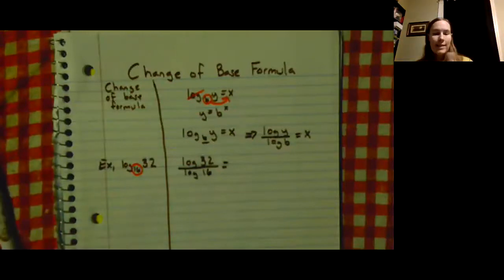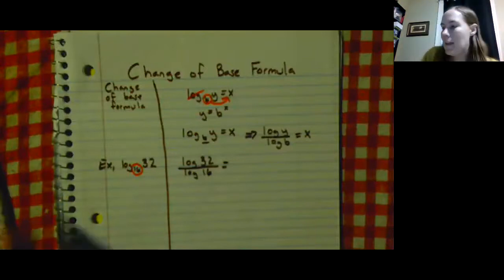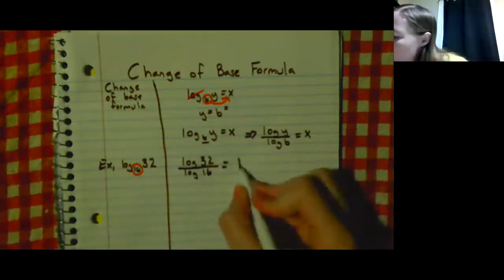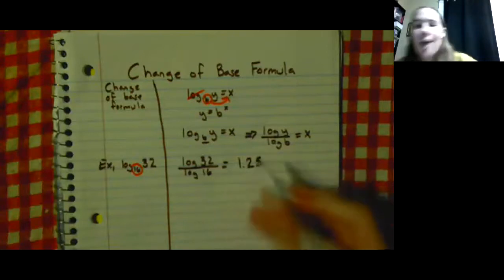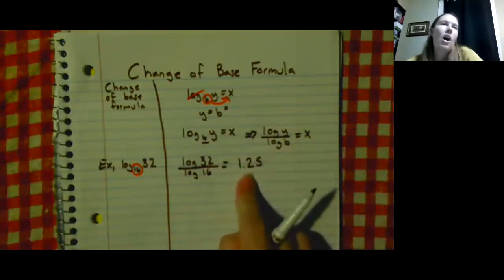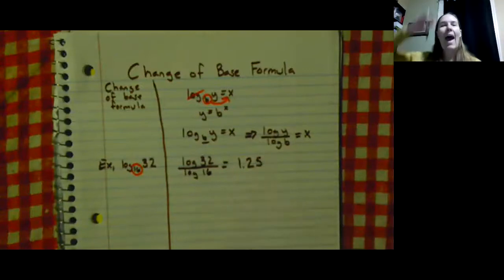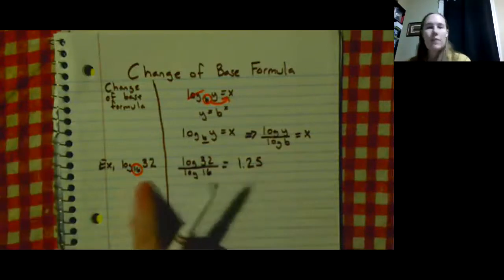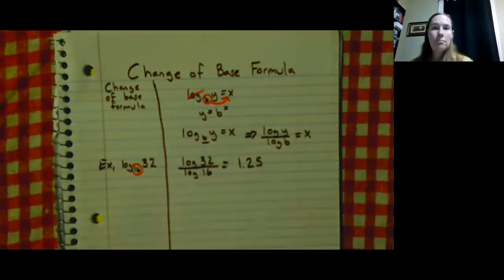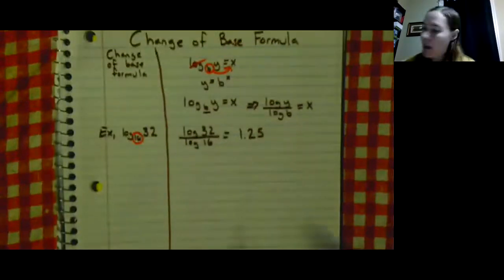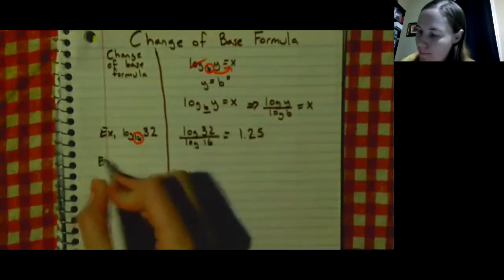Then when you press enter, it will give you your answer, which is 1.25. So that one wasn't like our 2 to the 4th power equals 16 or anything like that. That was like that 3 halves we had, that tricky one. So if we're given a log, we can do that. We can also do it if we're given an exponent.